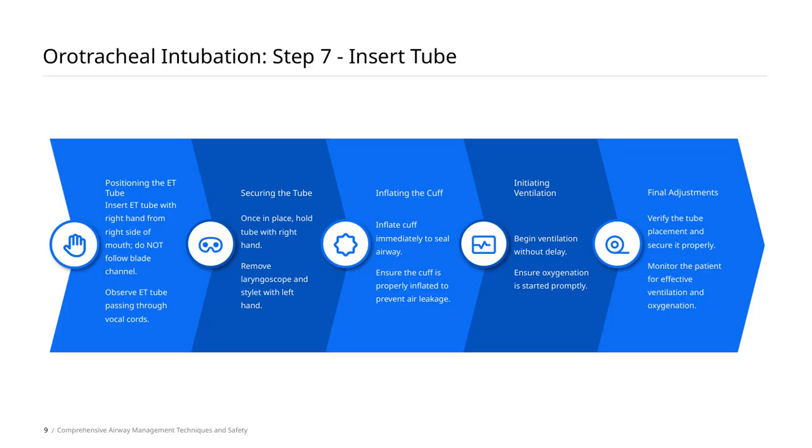Now that we've inserted the tube, the next crucial step is to verify its placement and secure it properly. It's essential to confirm that the tube is correctly positioned in the trachea to ensure effective ventilation and oxygenation for the patient. Once confirmed, we need to secure the tube firmly to prevent any accidental displacement during patient movement or ongoing care.